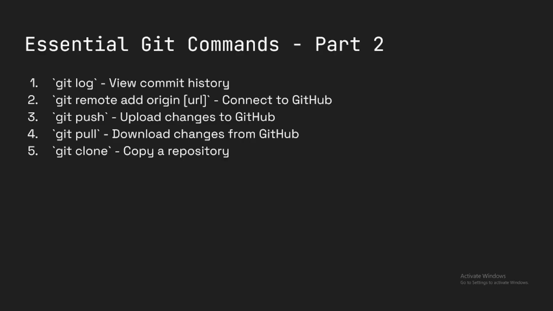Git pull is where you look at a repository and you grab the changes and you put them into your own folder. You always want to be using git pull before you push. We'll talk more about that later. And then git clone, you copy a repository completely.